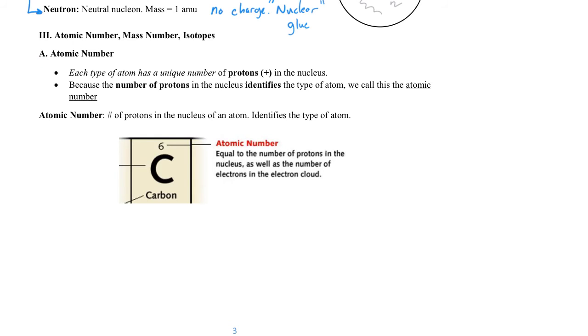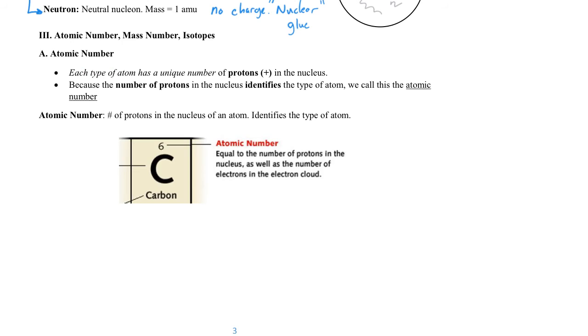Each type of atom that we have has a unique number of protons in its nucleus. Now, the number of protons in the nucleus turns out to identify the type of atom that we're discussing. We call this number, the number of protons, the atomic number.